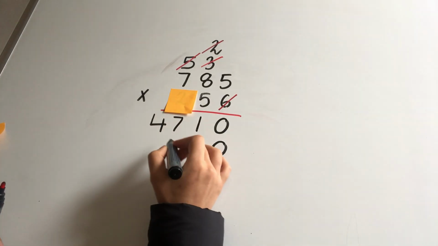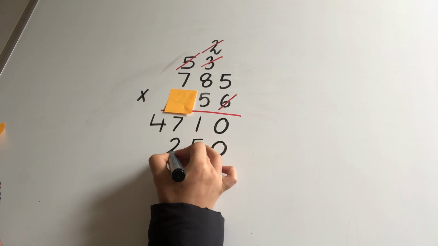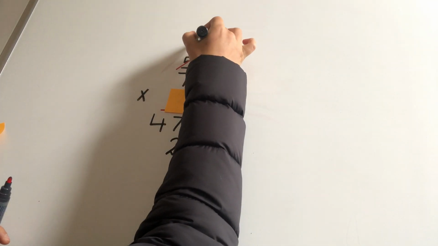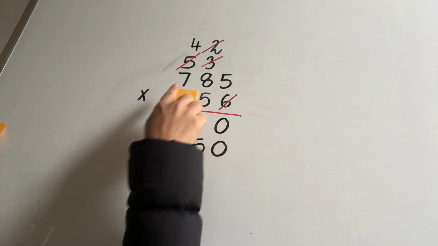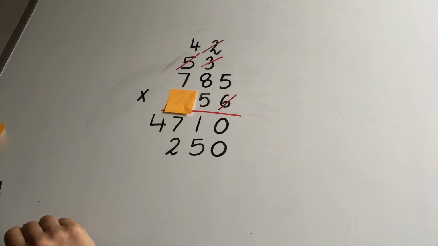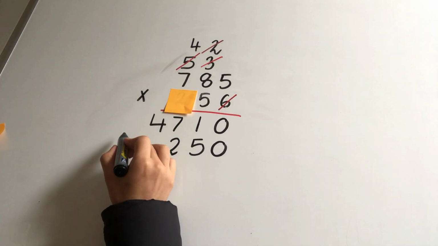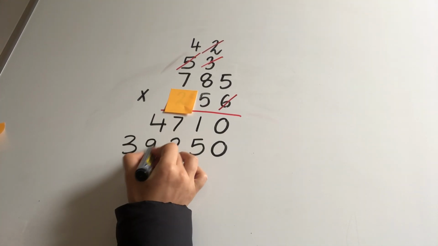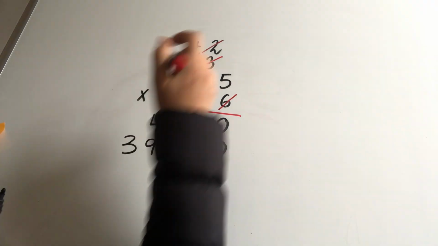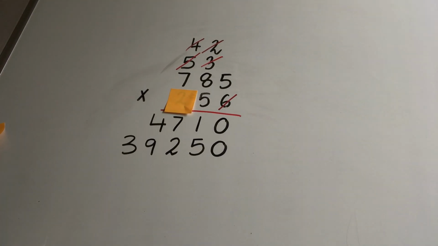Now we can't put 42 down, so we rename it. We put our 2 down and we carry our 4. Next one, 5 groups of 7 is 35. Add 4, which is 39. No further calculations, so we write the whole 39 down. Remember, cross out that 4 because we've already added it.